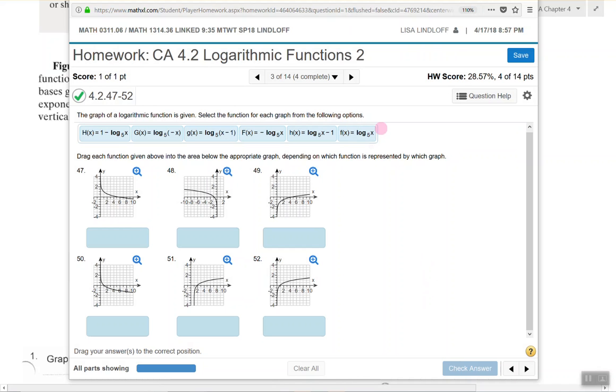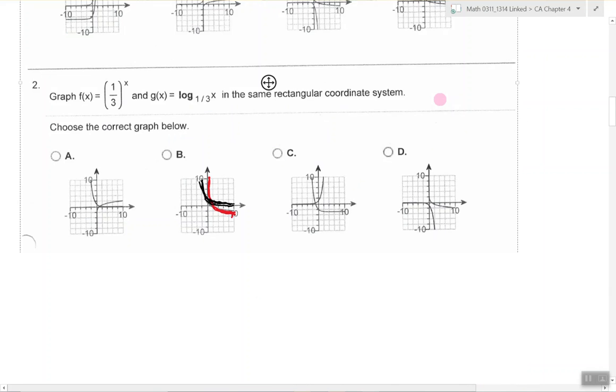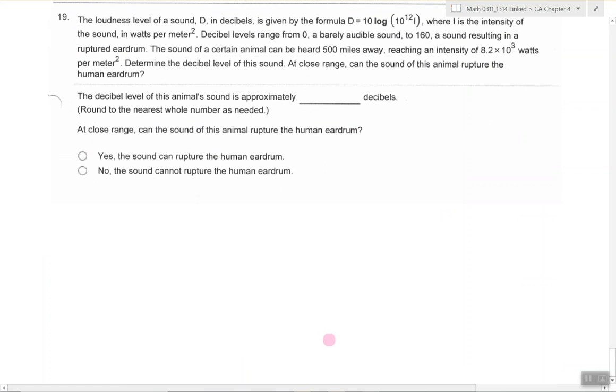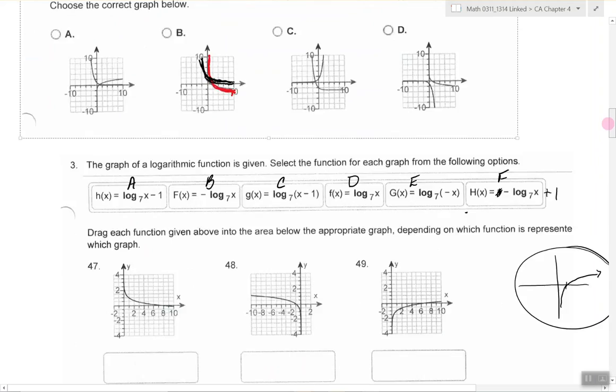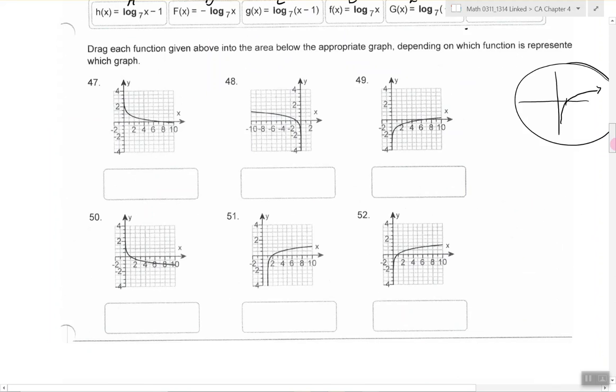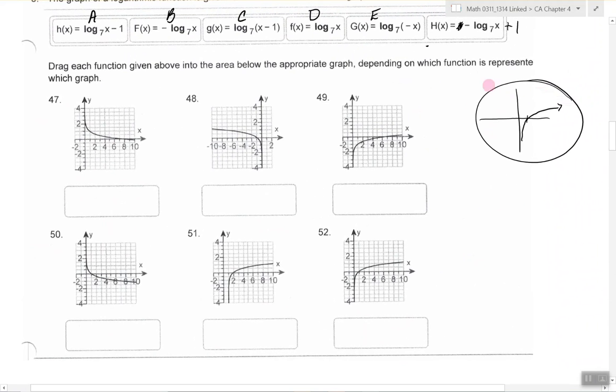Now going back to the notes. In this part, what is important is to find the log function that looks like the basic log curve. This is when no transformations have taken place. So you need to know what this looks like.